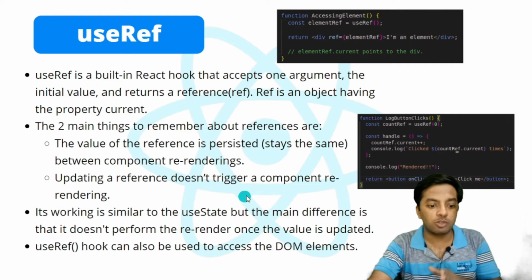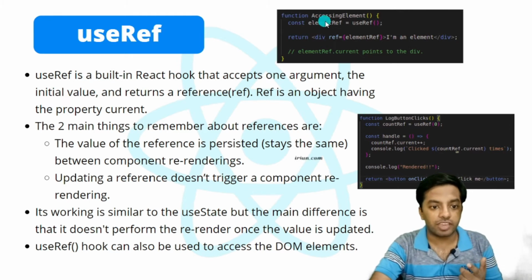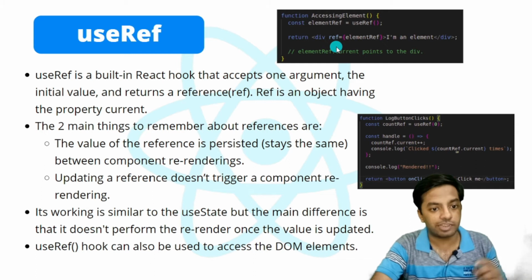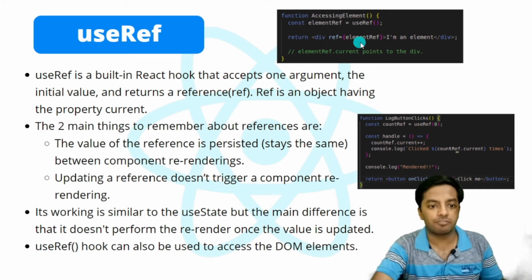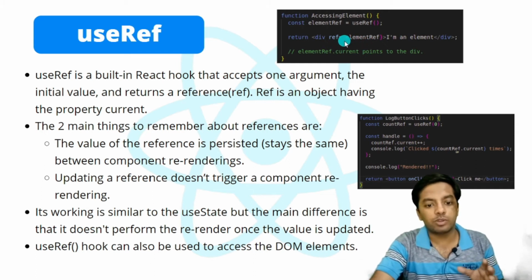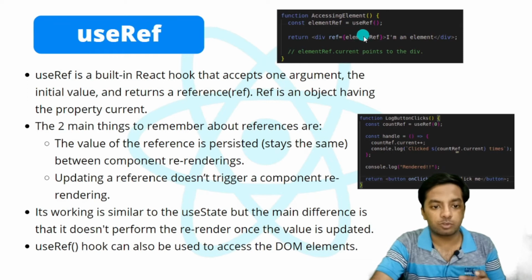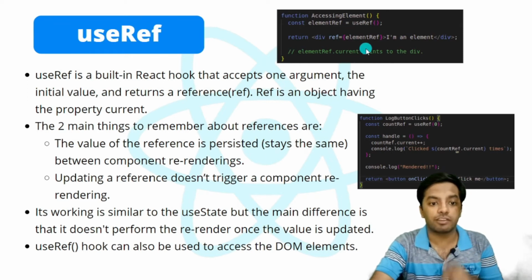The useRef hook can also be used to access DOM elements. Here we can see that we created a reference using the useRef hook, and this reference is assigned to the div element. Using the ref property, we have assigned this reference to the div. Now if we want to get access to this particular div, we can do that using elementRef.current. So the .current property of the reference is used to access the DOM elements.